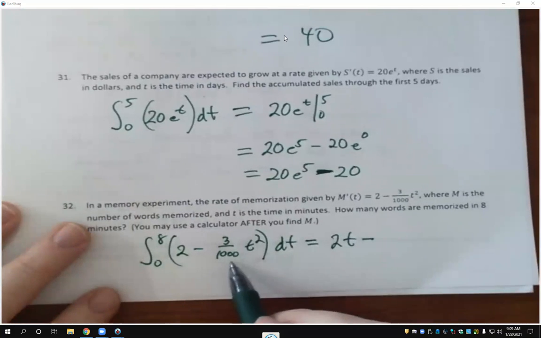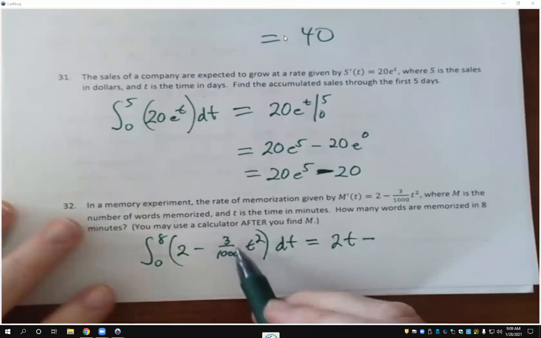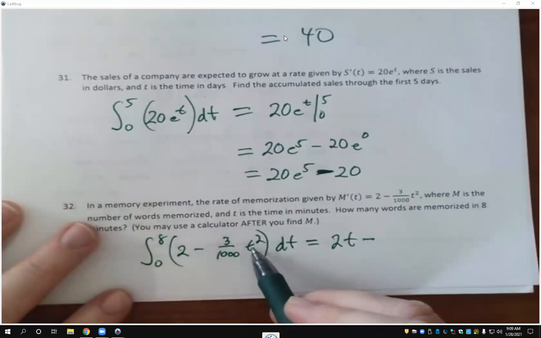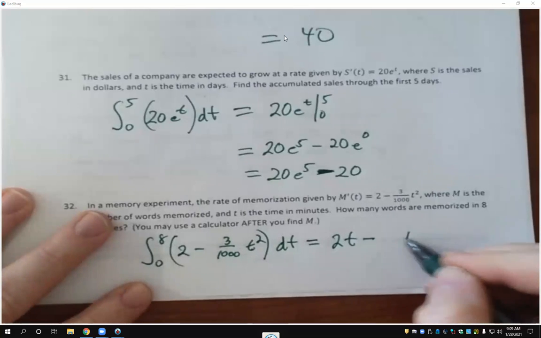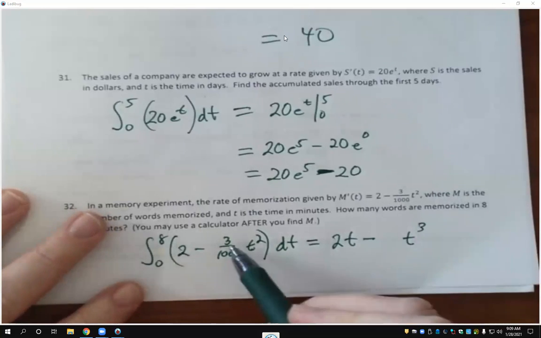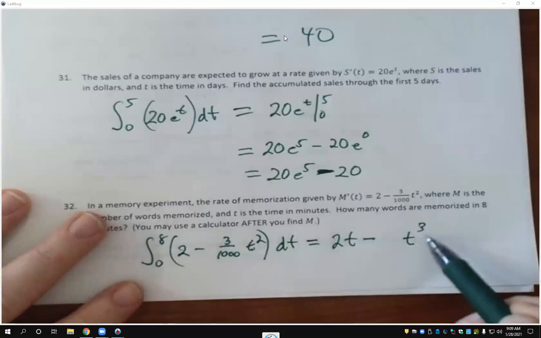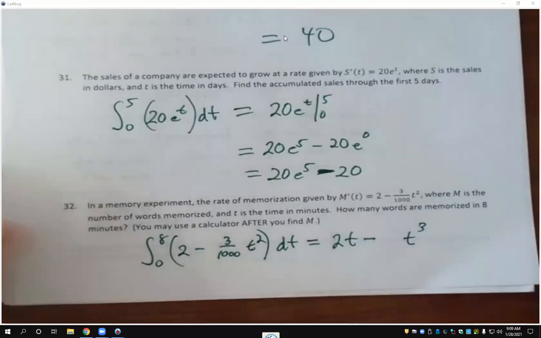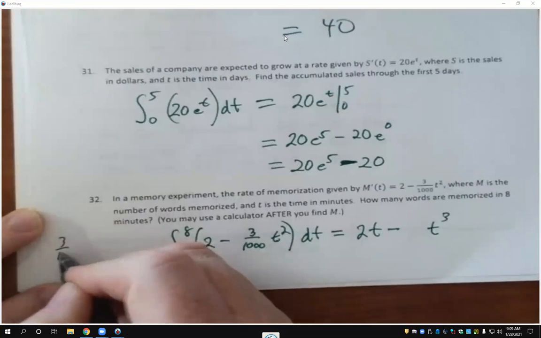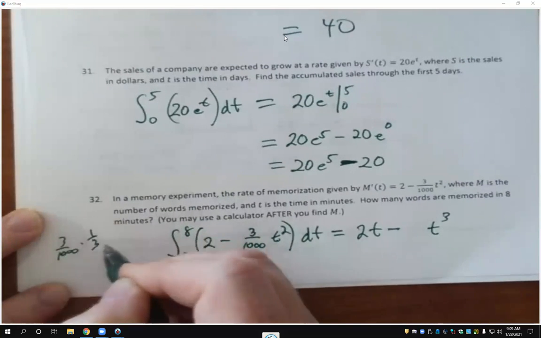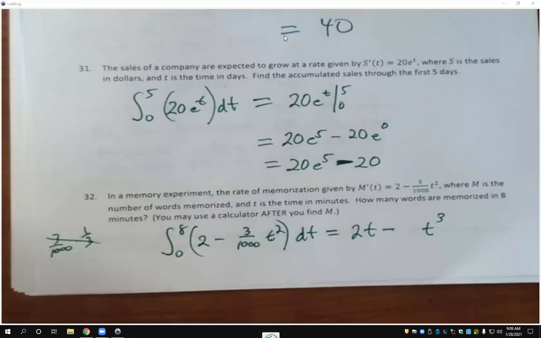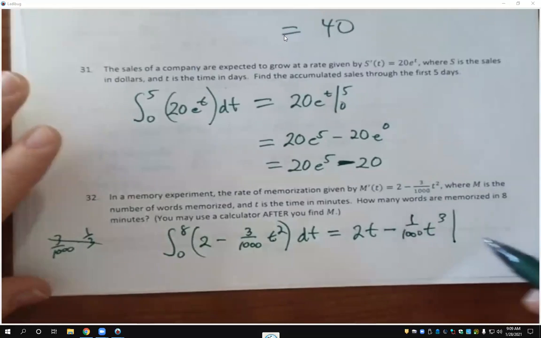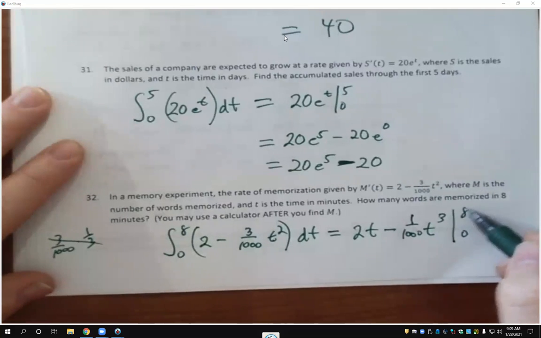Okay, for the antiderivative of the second term, don't freak out because it's 3/1000ths. It's just a number. First, we're going to add 1 to this exponent, so we get t to the third, and we're going to divide our coefficient by that 3. Dividing by 3 means multiplying by 1/3, so off to the side, it would just be 3/1000ths times 1/3, and the 3's would cancel, so you're just going to get 1/1000th here, and evaluate that from 0 to 8.